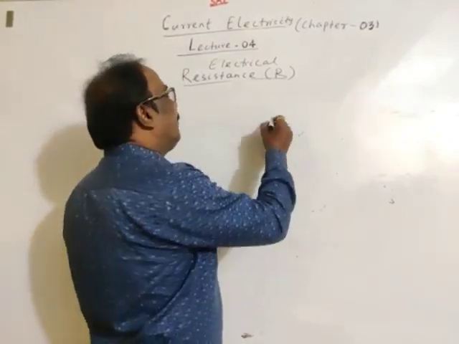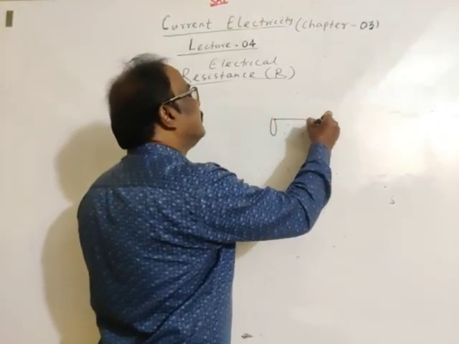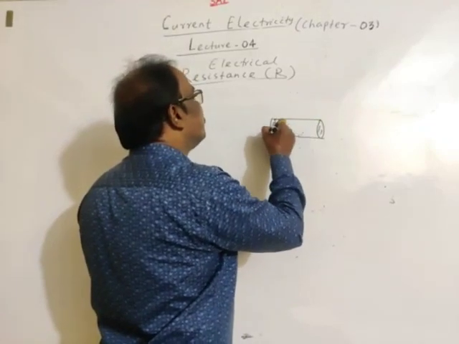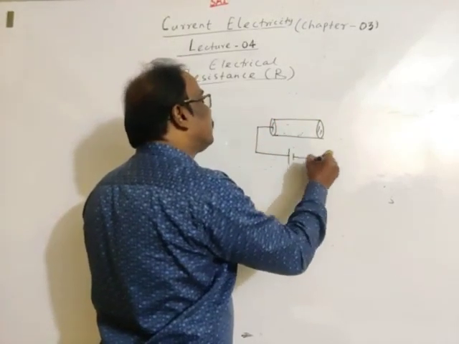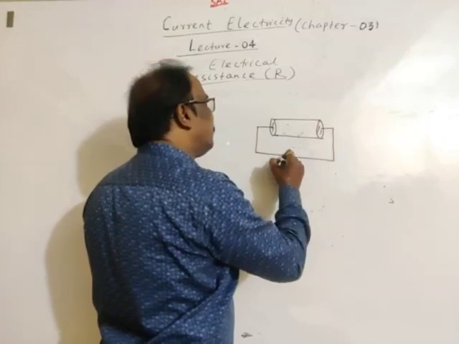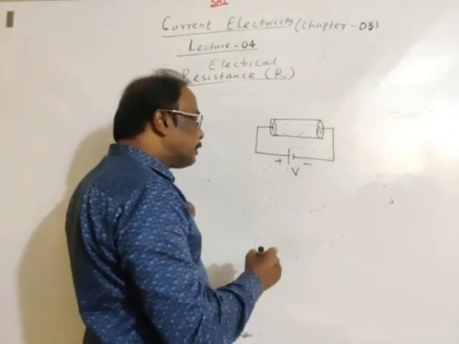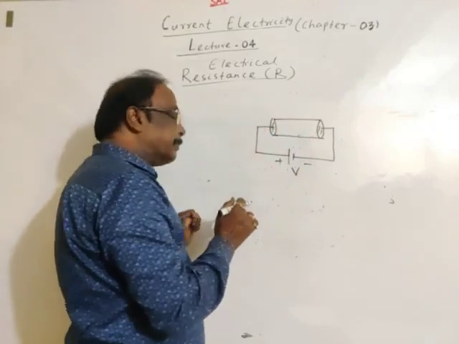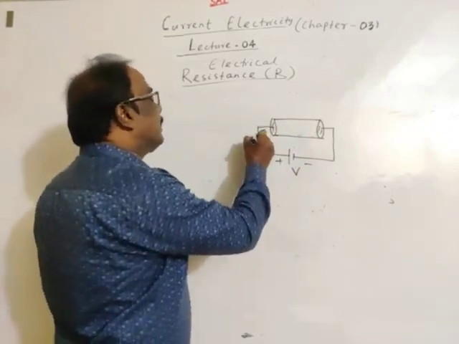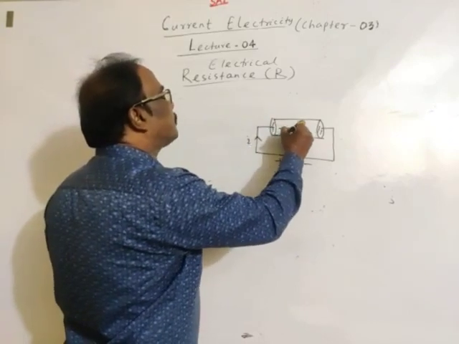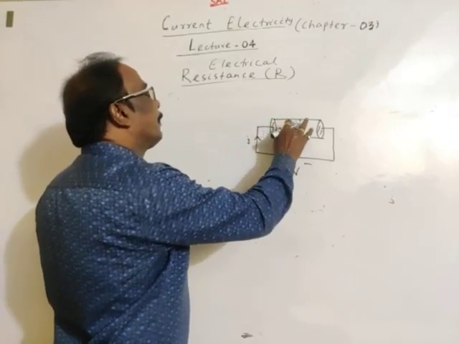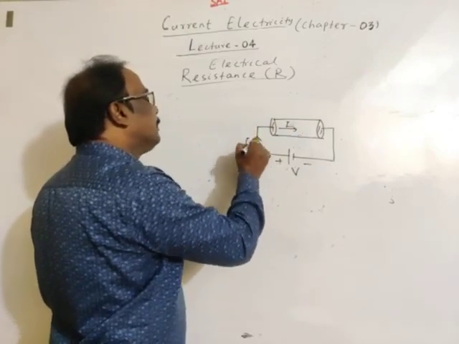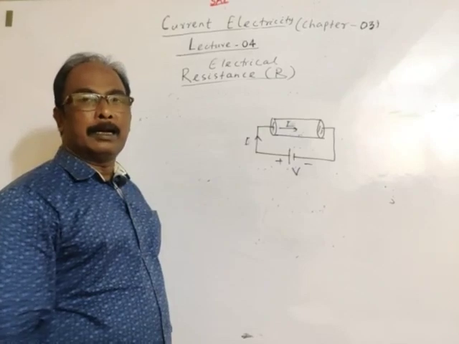We have taken a part of a conductor. These are the cross-sectional areas. This conductor is connected between terminals of a cell, positive and negative. The potential difference is V. Let the conventional current flowing through the conductor be I. You may take the capital letter also.